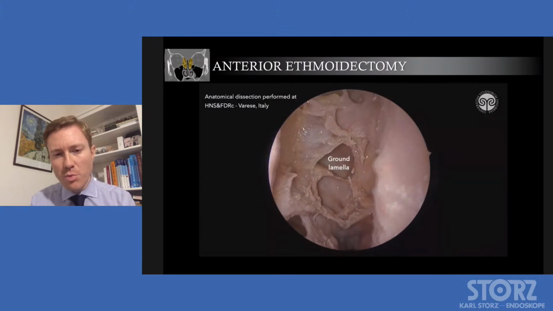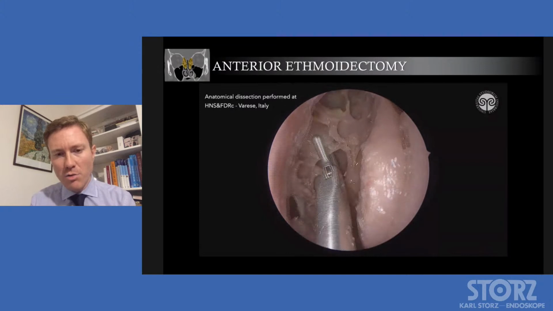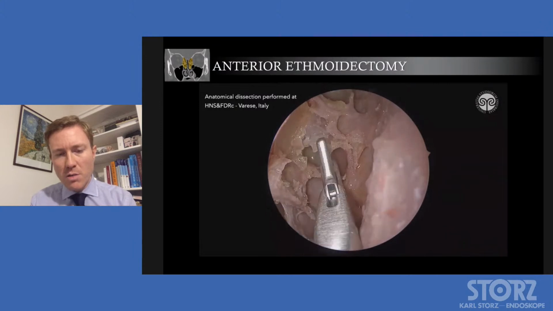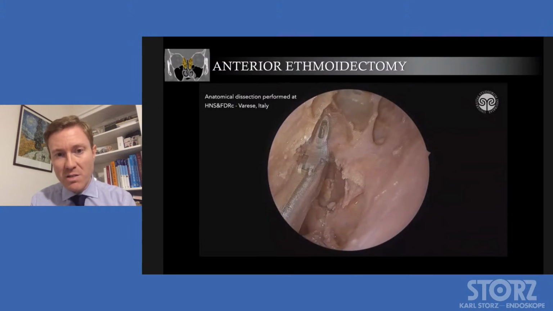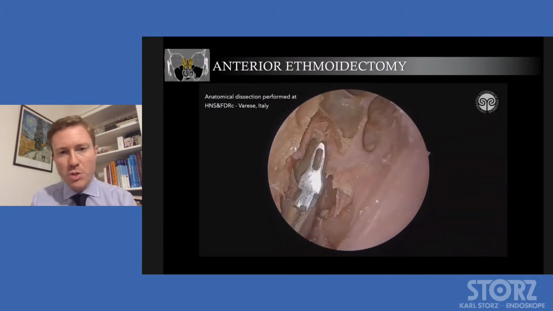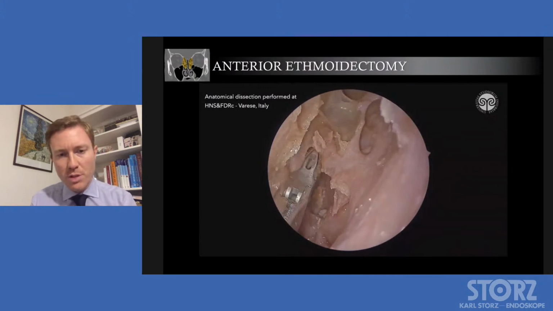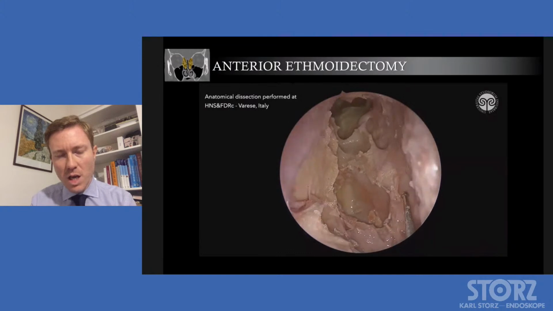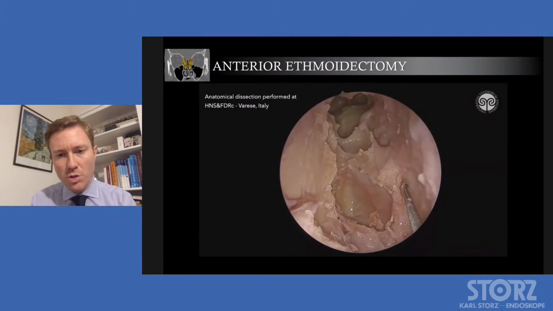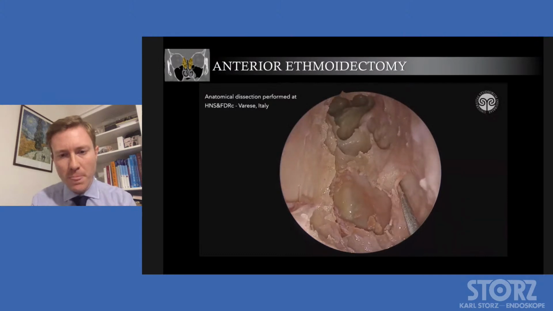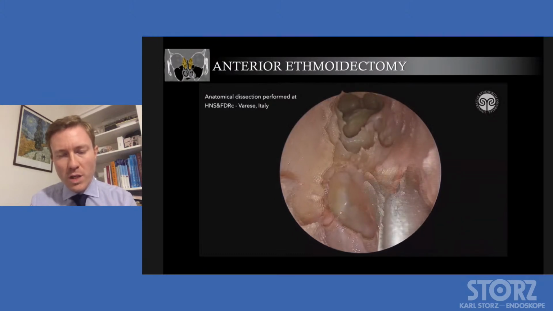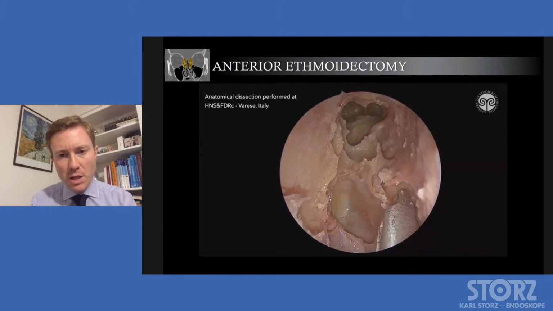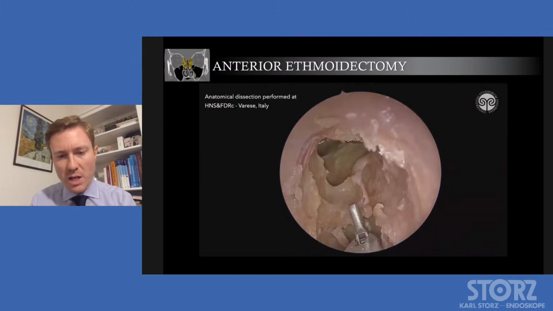And just behind the bulla, we can see the basal lamella. The basal lamella is also called the second portion of the middle turbinate. This bony septation divides the anterior ethmoid from the posterior ethmoid, and so it's a very important anatomical landmark. We clean the anterior ethmoid completely, and you can see we were also able to see the frontal sinus just up. We cut just a little more in this area in order to clean completely the last remnant of the cell.